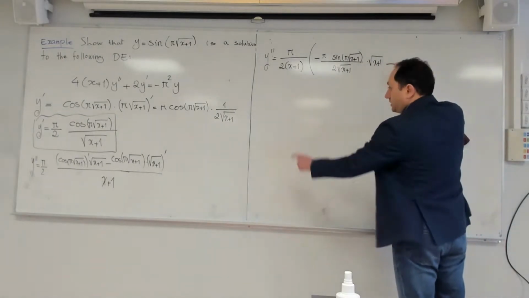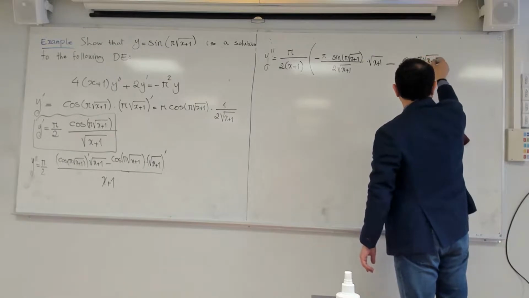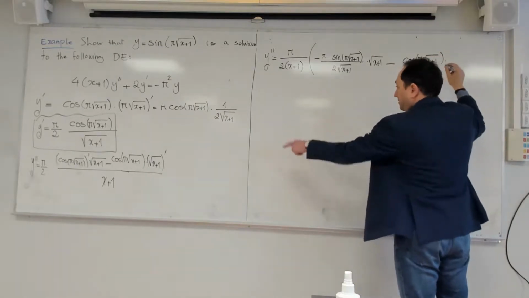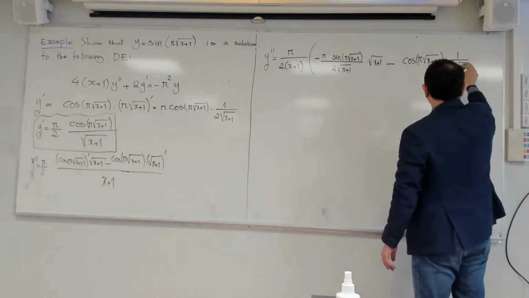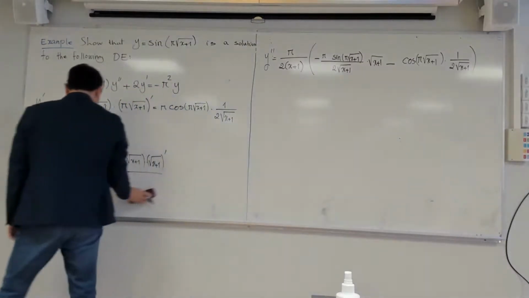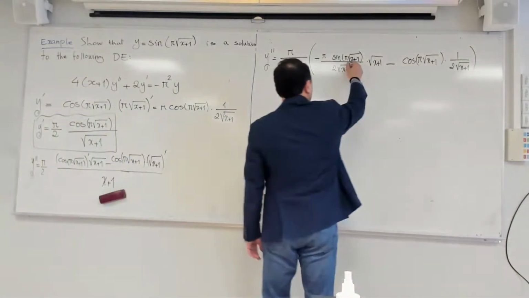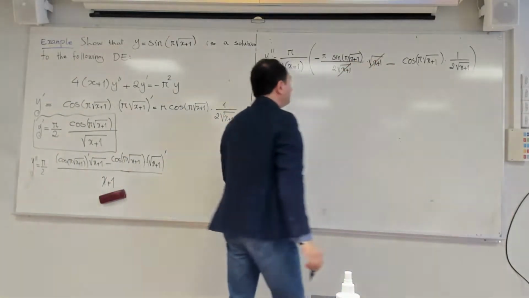So this becomes minus cosine pi square root of x plus 1. And then I multiply it by 1 over 2 square root of x plus 1. Okay, so let us have a rest to see if this is correct. Do you see any flaws in my writings, anything? Yeah, it seems to be correct, yes. Okay, and then, so what can we do? For example, you see that I can simplify this one with that one.